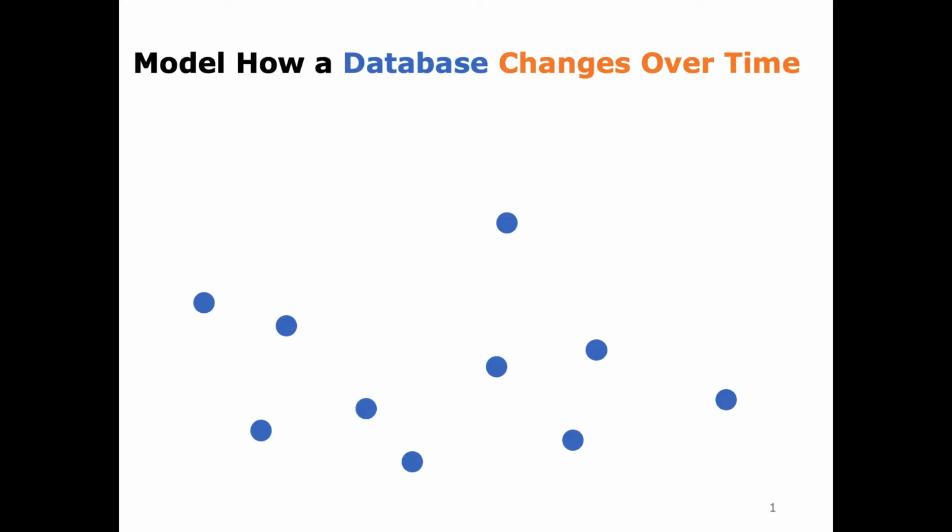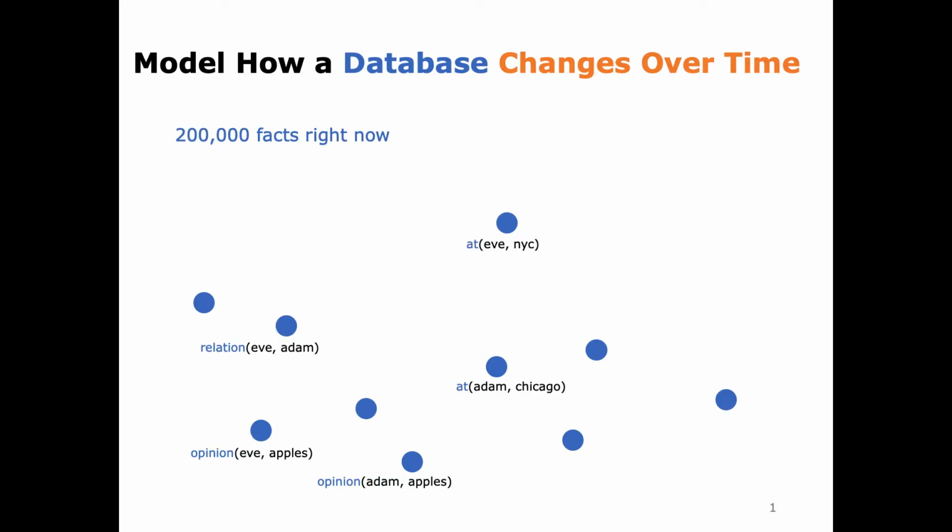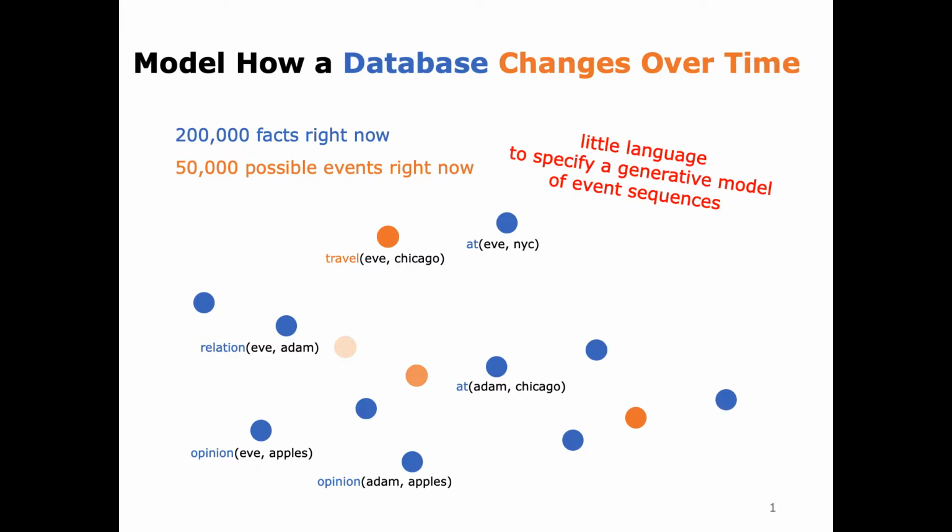Let's start with some thoughts. There are neural embeddings of facts in a large database. Orange dots are special. They represent possible events, and their brightness represents their current probabilities. Suppose you want to model events in some domain where you're an expert. With our little language, you can easily specify a generative model of event sequences, including their timing.